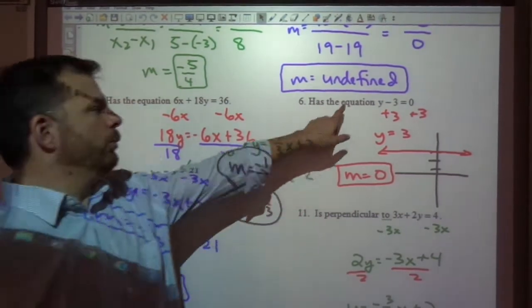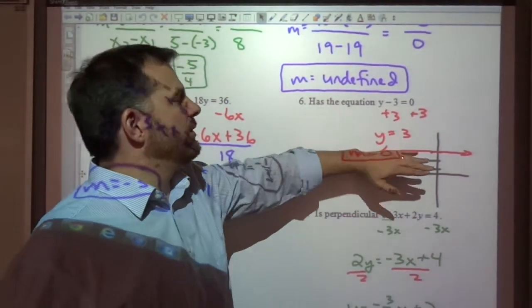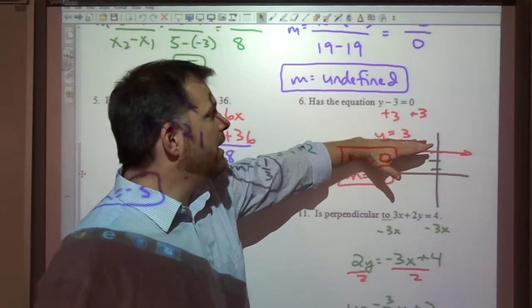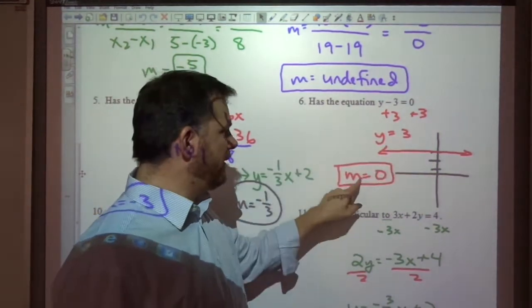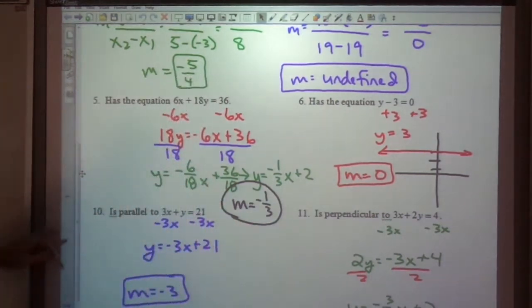The equation y minus 3 equals 0. I add 3 to both sides, and then my equation is y equals 3. So it has a fixed height of 3. So it's going to look like this. And these lines have a slope of 0, not 3.